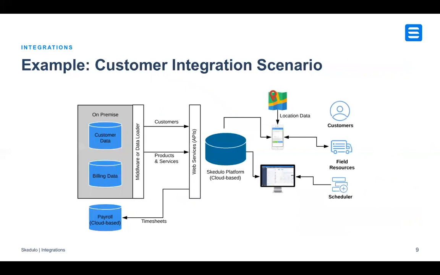This is an example of a customer mobilizing their data from on-premise databases. So on the left-hand side of the diagram, we have customer data, for example a CRM that is on-premise, and another database that is for billing data. And they have used middleware to expose that data to the Skedulo platform via web services.